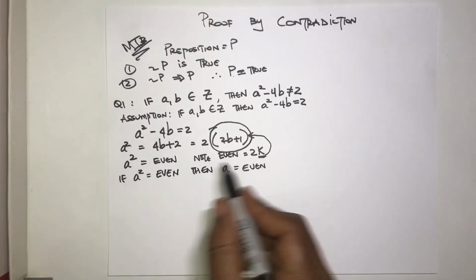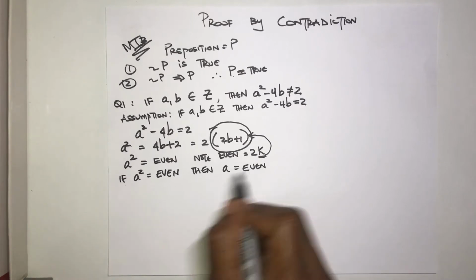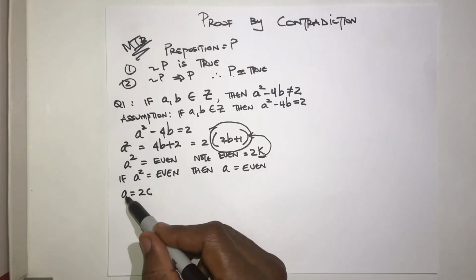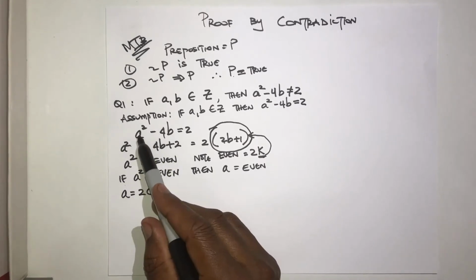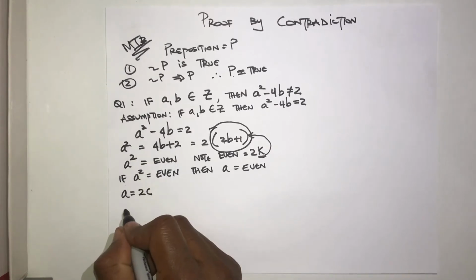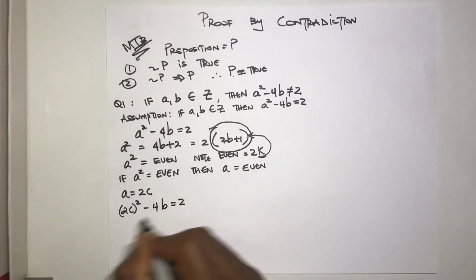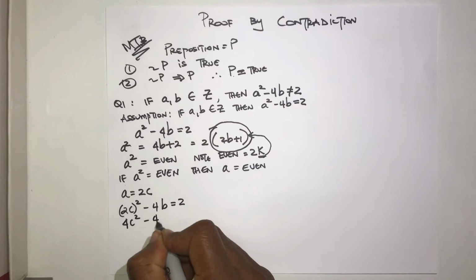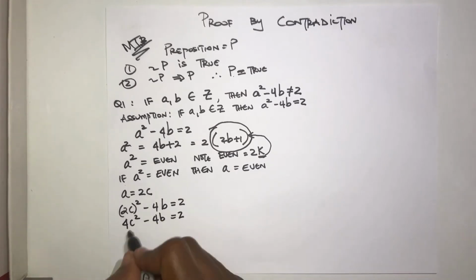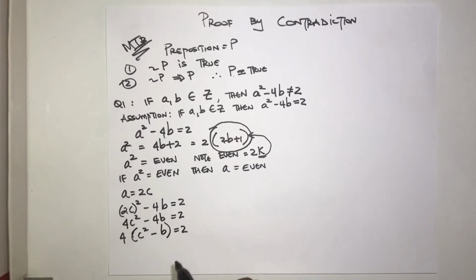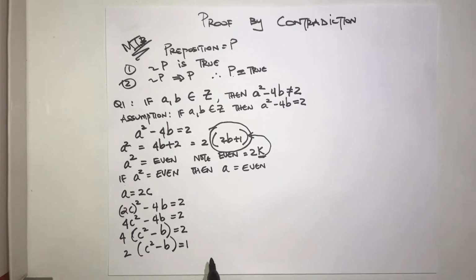Now let us denote A using another even integer as 2c. Now, substituting A equals 2c in the negation, we will actually get (2c) squared minus 4b is equal to 2. So 4c squared minus 4b is equal to 2. Now factorizing, we'll get 4 times (c squared minus b) is equal to 2. Right? Simplifying this, we can actually get 2 times (c squared minus b) is equal to 1.